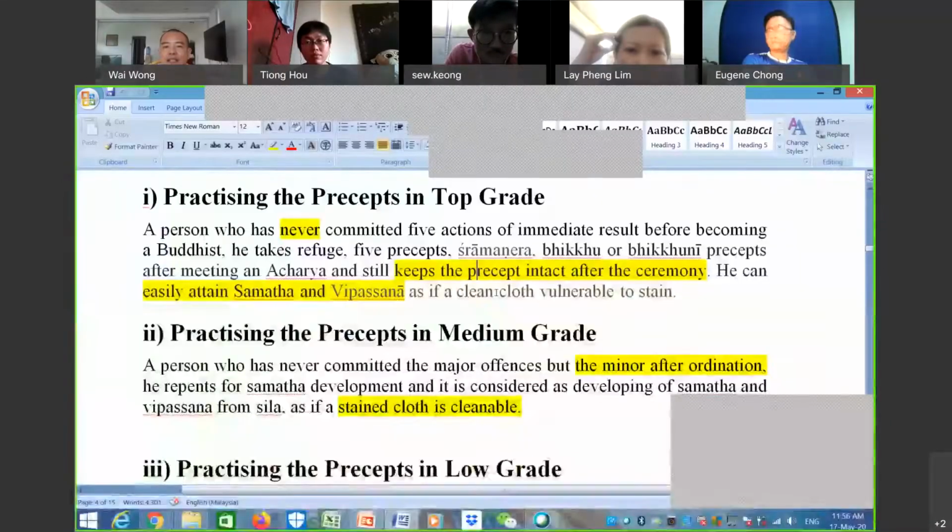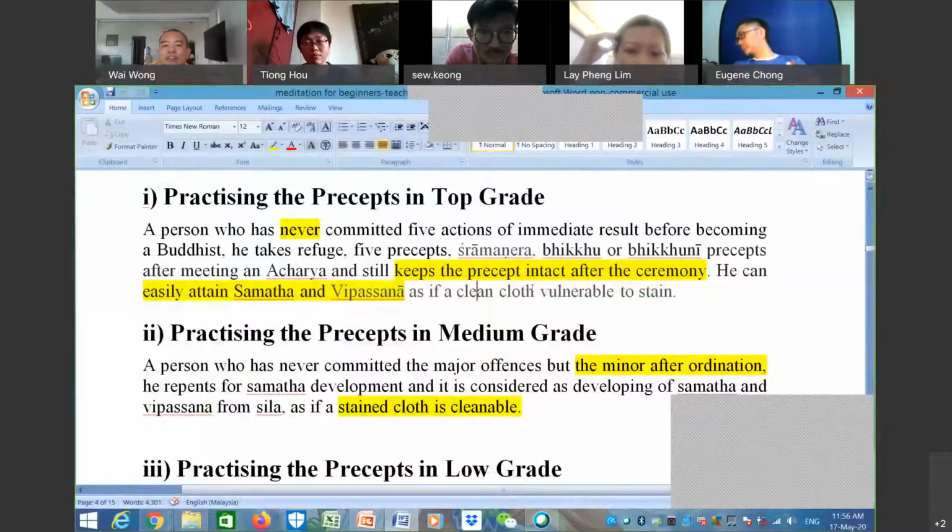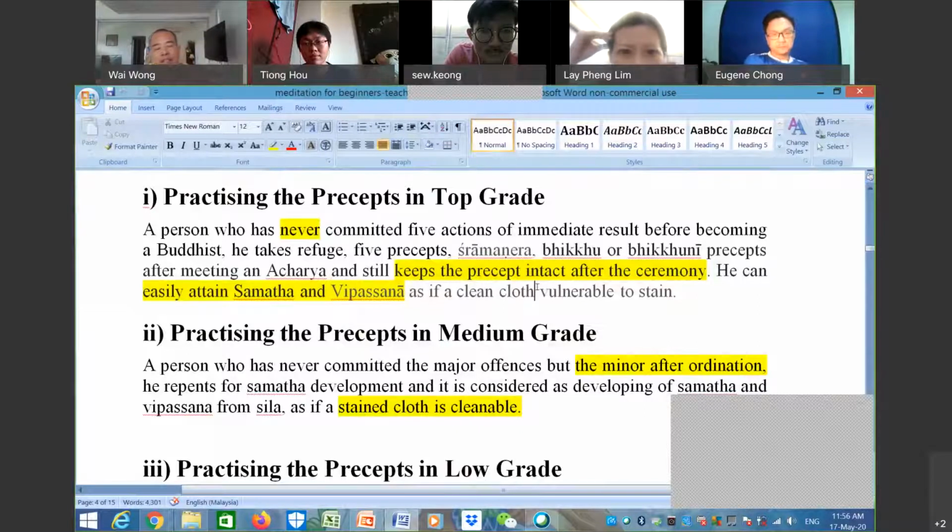It's as if a clean cloth, vulnerable to stain, meaning to say the cloth is so clean because you never committed any crime before. And for this type of person, they can attain Samatha Vipassana easily. So this is the top grade.